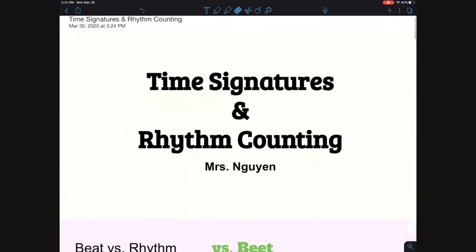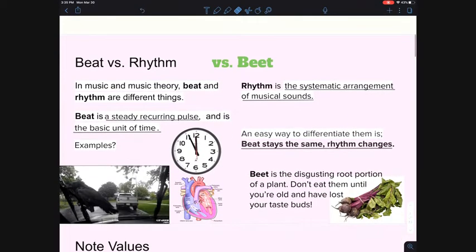Okay, so I'm going to get into this presentation. So what is beat versus rhythm? B-E-A-T is used in music. B-E-E-T, it's a type of food that some people like, some people don't. Sometimes it's good in salads, but whatever. Beat and rhythm are both things that are important to music.